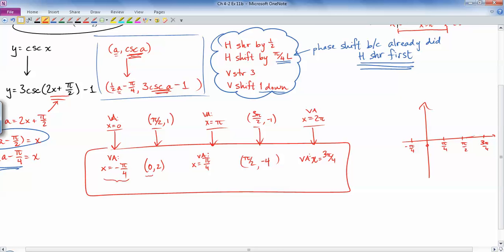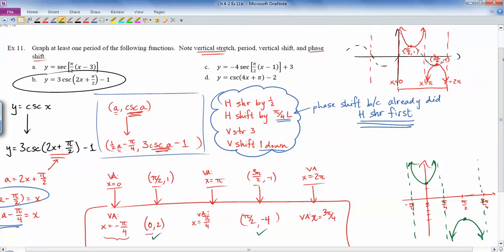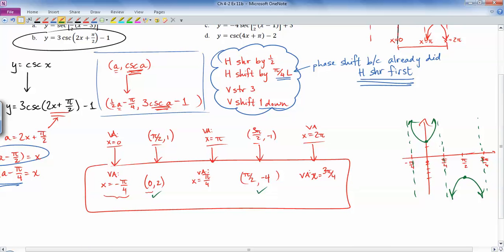And then I gotta go up 2 units and as low as 4 units down. And I'll plot these 2 points here, so that's 0, 2 right there. And I've got pi over 2, negative 4 right here. I've got an asymptote here, an asymptote here, an asymptote here. And then I've got this going downwards and this going upwards. And let's see, what else do I need? That's really it. So there's my function right there. If you had to keep going, remember they alternate, so it's going to look something like this.